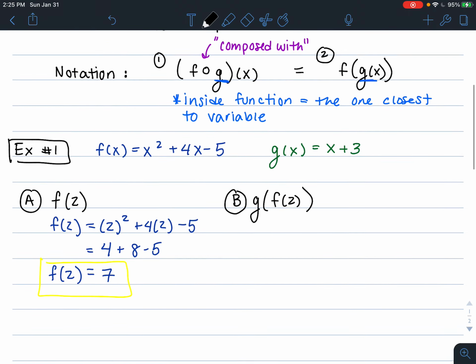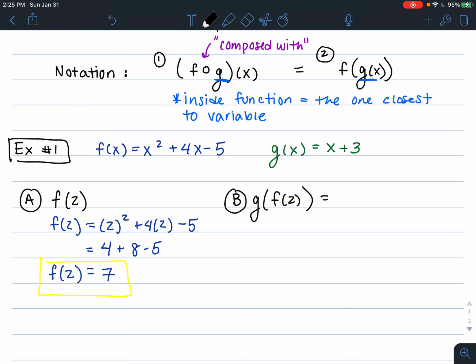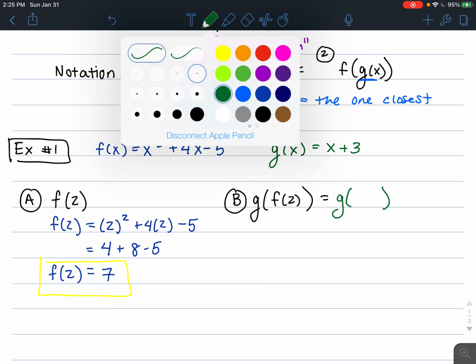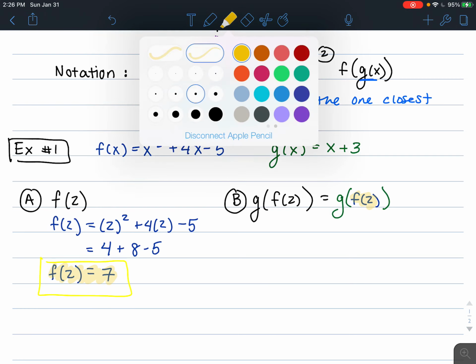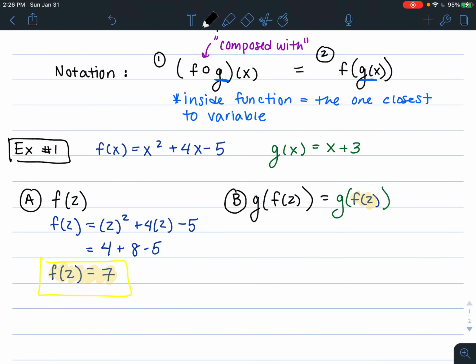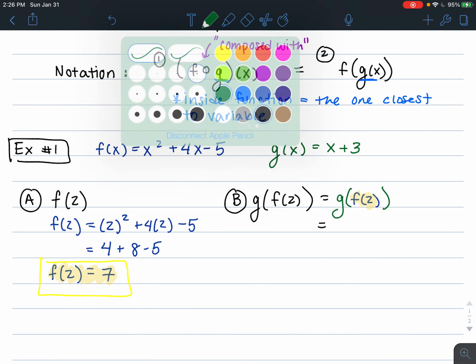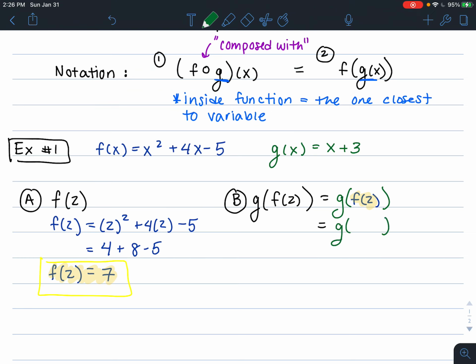Sometimes color coding can really help with this. So I'm going to rewrite this so g is the green function, and inside of that, I want to put the f function. From part A, we know that f of 2 is the same thing as 7. So I'm going to replace this with a 7. So this is really asking me to do g of 7.